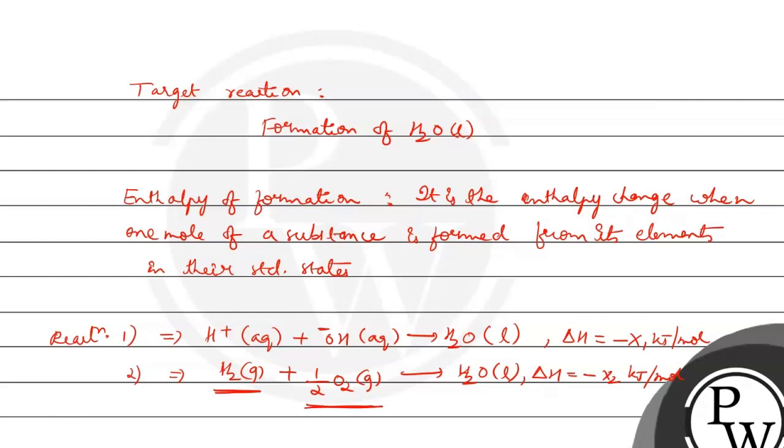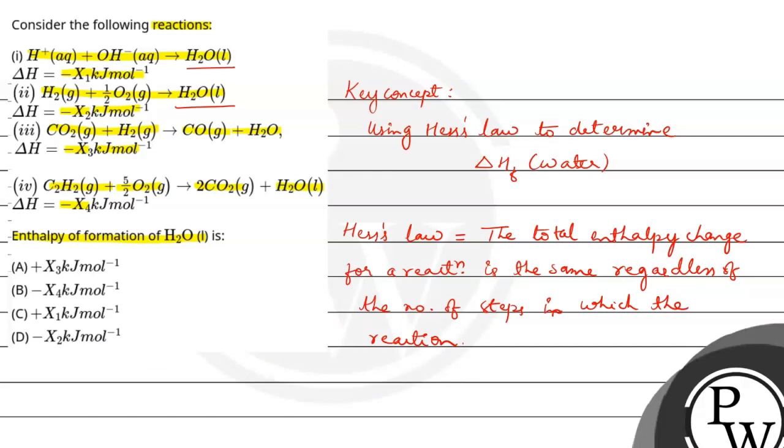So if H2O liquid has to be formed, it should be formed from the elements in their standard states, which are H2 gas and O2 gas. So this is the definition of enthalpy of formation. Therefore, we'll be taking only reaction 2. So based on that, we can clearly say that option D, which is minus X2 kilojoule per mole, corresponds to the enthalpy of formation of H2O liquid.